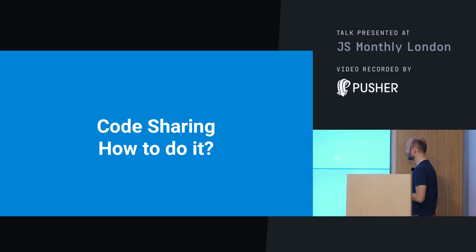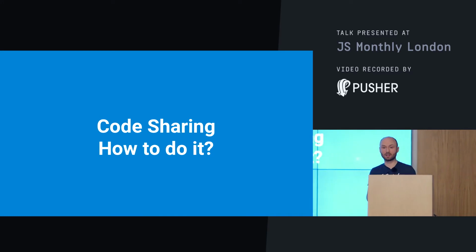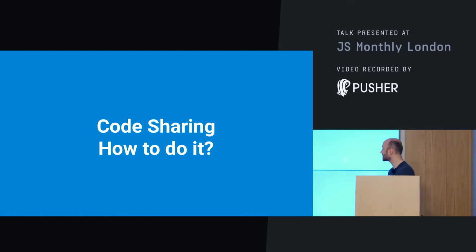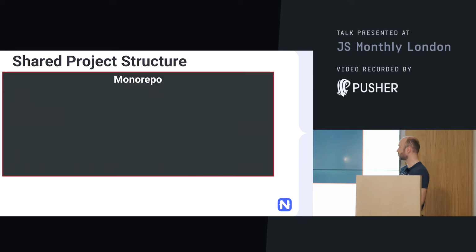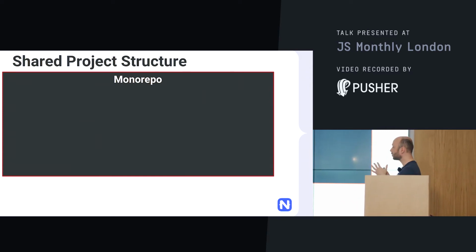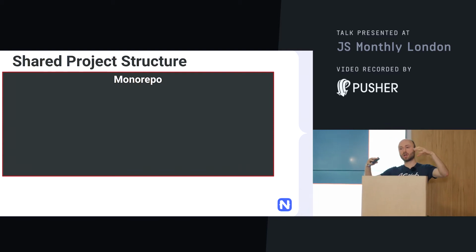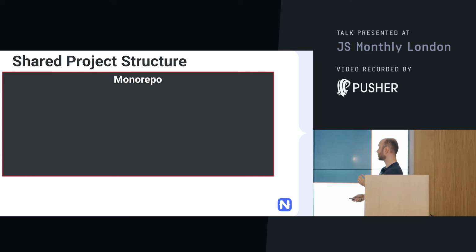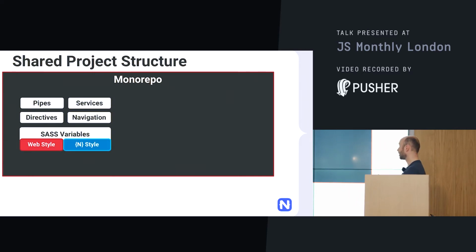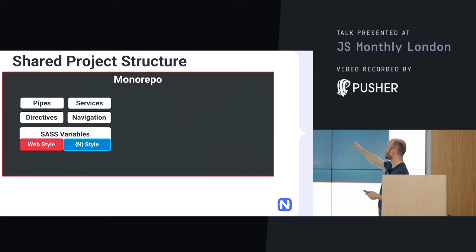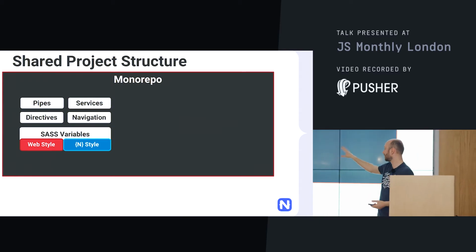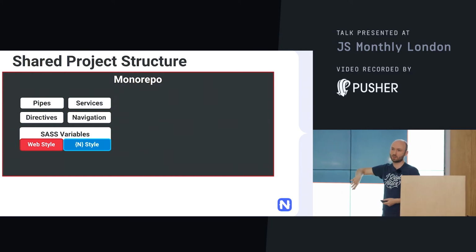Cool. So let's get into the actual code sharing and what the approaches are. There are a few approaches, but I want to talk to you about one specific approach, and that's what I call the monorepo or the shared project structure. So the monorepo project is basically where you have your web and mobile files in one place. Okay. So in this case, for example, if you know Angular, we'll have a bunch of pipes, services, directives, navigation, and so all the white boxes are the shared ones, the blue is the NativeScript, the red is web, okay?